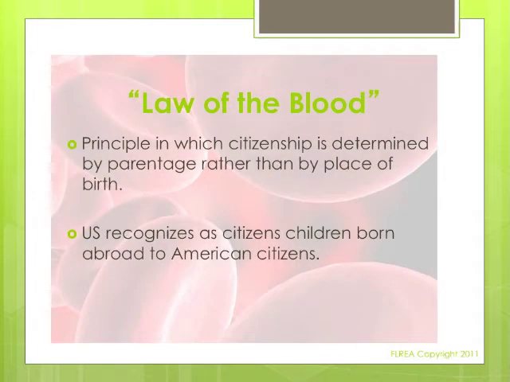The law of the blood is a principle in which citizenship is determined by parentage rather than the place of birth. So it's more considered based on who the parents are of the child rather than where the child's being born. The U.S. recognizes children who are born abroad to American citizens as citizens of the United States.